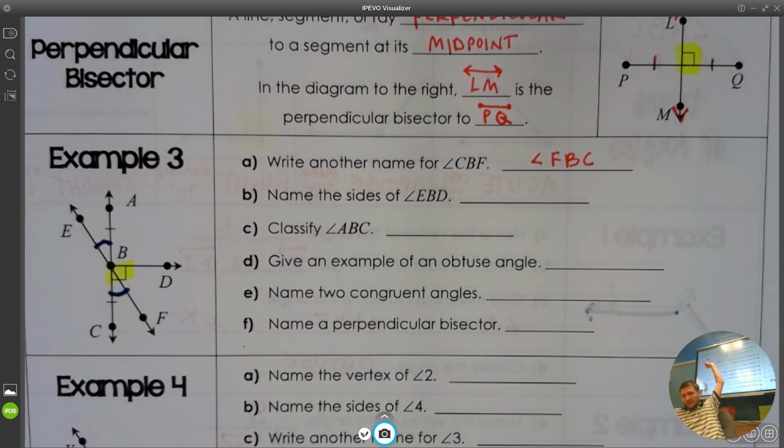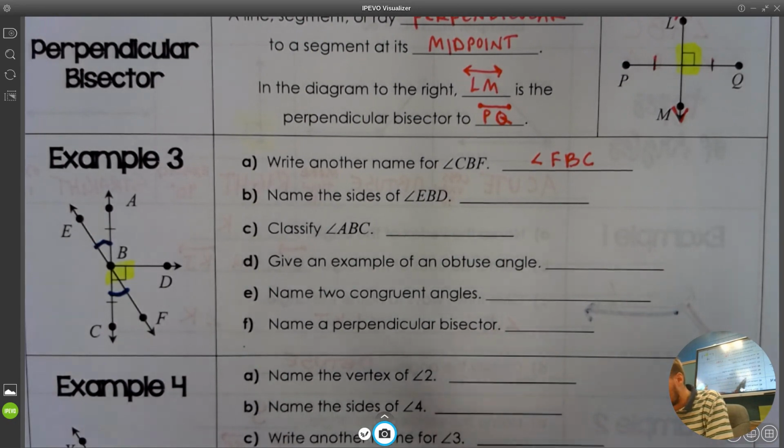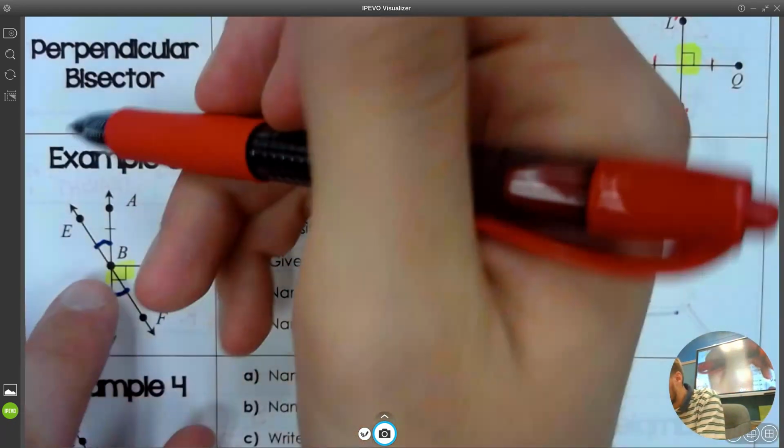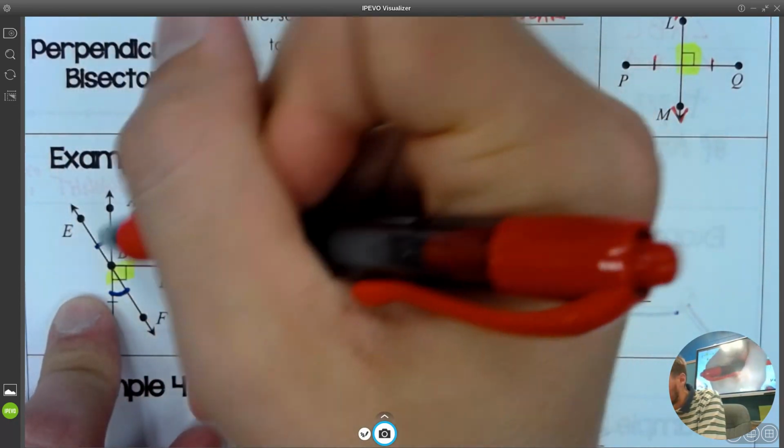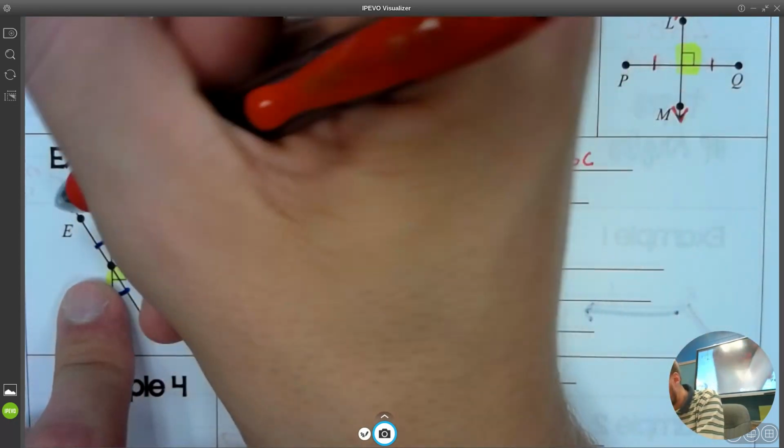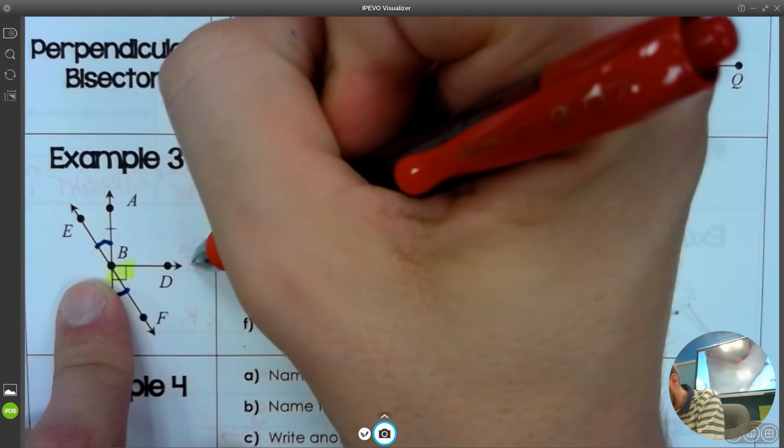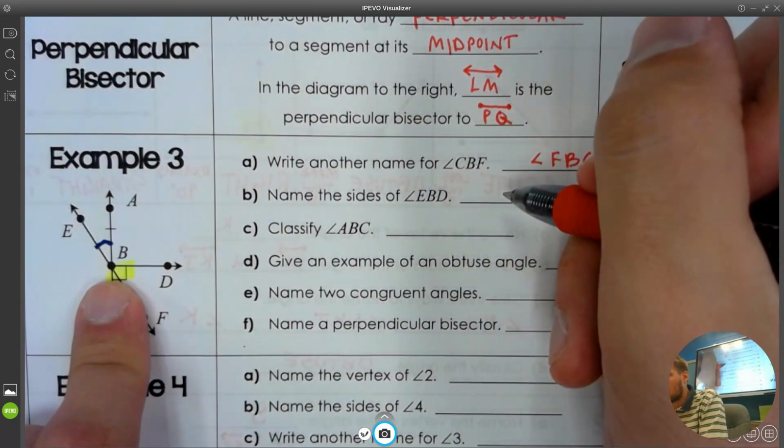B says, name the sides of angle EBD. Make sure you're looking at the little figure. Make sure you're identifying, okay, here's EBD. Who's got the sides? Who can name both rays?